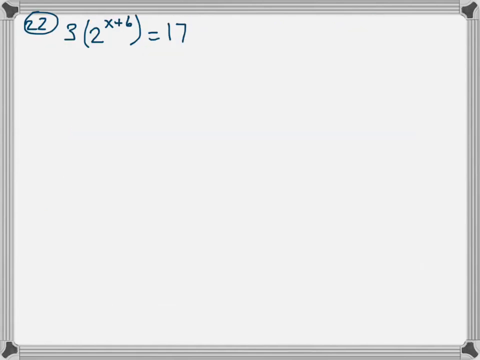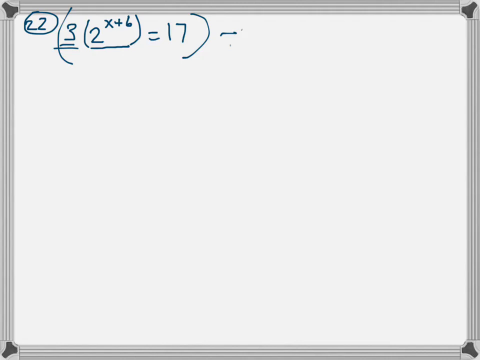22, 3 times 2 to the x plus 6 is all equal to 17. Okay, so I want to isolate the exponential term by first getting rid of that 3. To get rid of that 3, let's just divide by 3.